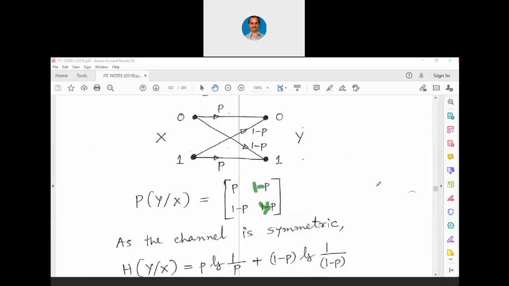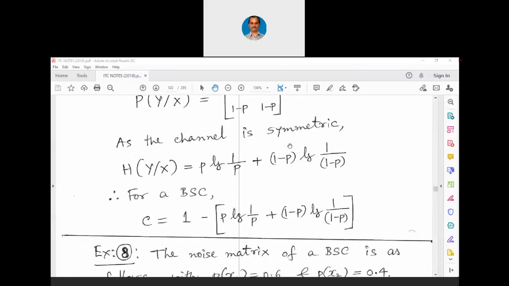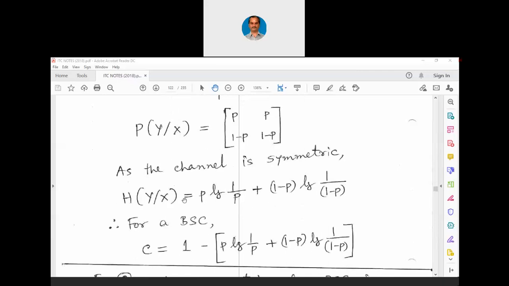Now, this channel is symmetric. Let me continue now. So, as the channel is symmetric, H of Y slash X is P LG of 1 over P plus 1 minus P LG of 1 over 1 minus P. For a binary symmetric channel, LG of 2 is 1. So, C equals 1 minus this H of Y slash X.